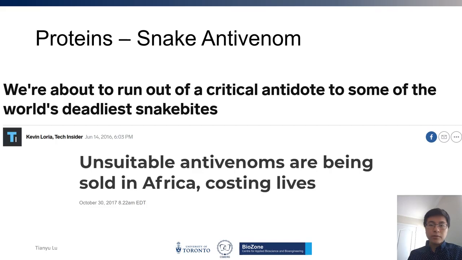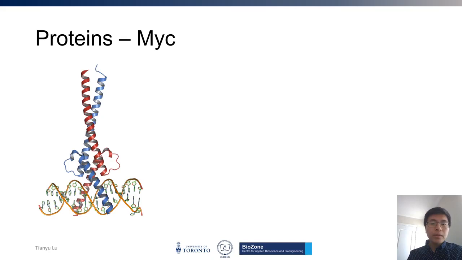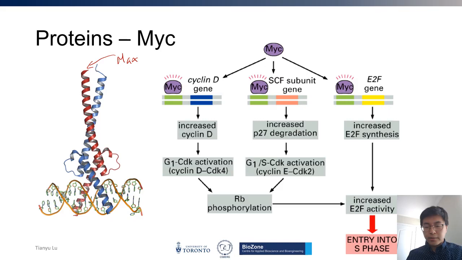And finally, another example is MYC. MYC is a transcription factor that can interact with its partner MAX, shown here, bound to the double helix of DNA. When bound to DNA, it acts as an activator, which activates the transcription of genes downstream of its control. So you've got all of these effects if you have MYC in your cells.